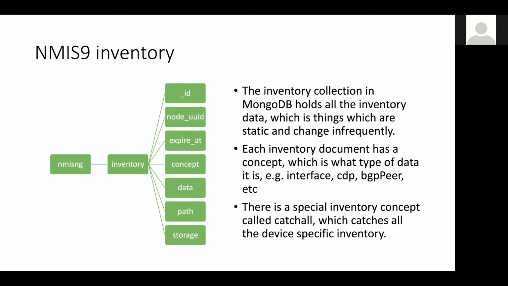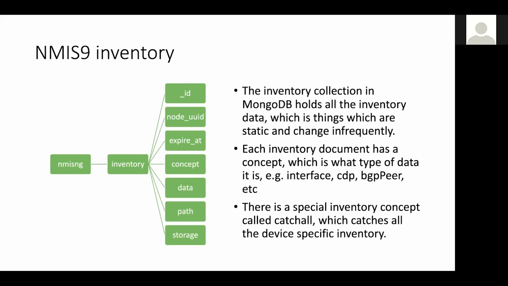And then you have what's called a concept name. So an inventory record will have a concept. The concept would be interface, CDP, BGP peer, etc. And then you have the data that's actually for that concept. Then you have a path, which tells you where it relates to. That's the path in the inventory, if you like.